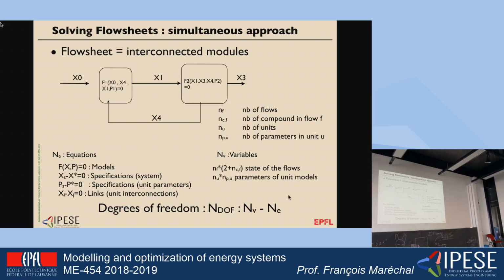And now the question is, how do I solve the flow sheet? Solving the flow sheet means that I would like to know the values of x0, x1, x4, x3, and I would like those values to be calculated in such a way that the equations of unit 1 are satisfied and the equations of unit 2 are satisfied, and that I have reached the specifications that I have added in such a way that my number of degrees of freedom is equal to 0.